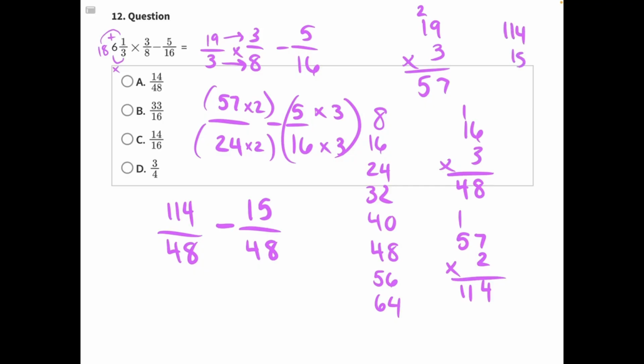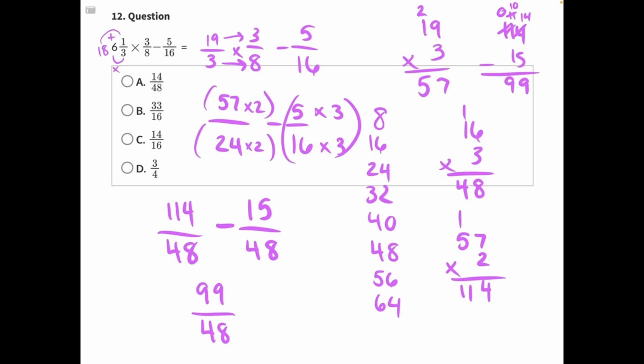114 minus 15. We would borrow 14. And we would need to borrow again, so let's actually start there in our double borrowing. 0, 11, 10, and then 3. 14. 14 minus 5 would give us 9. 10 minus 1 would give us 9. So we would be left with 99 over 48, and now we must find a way to simplify this fraction down to its simplest form.